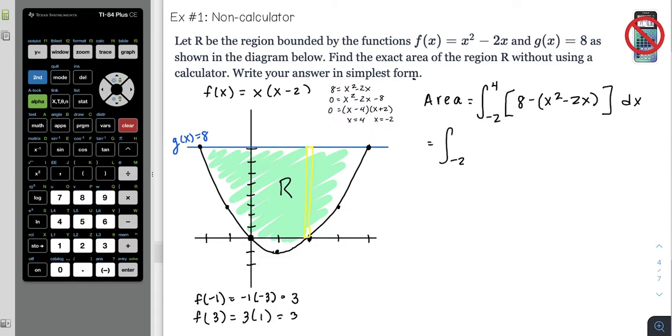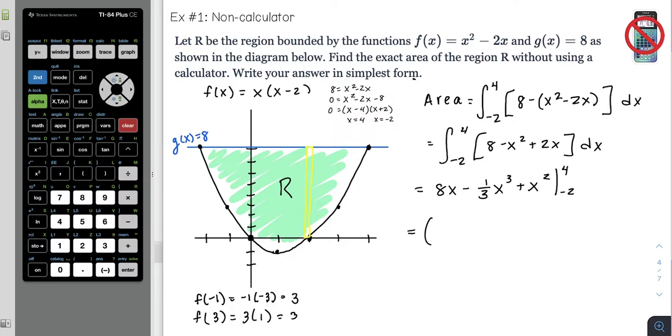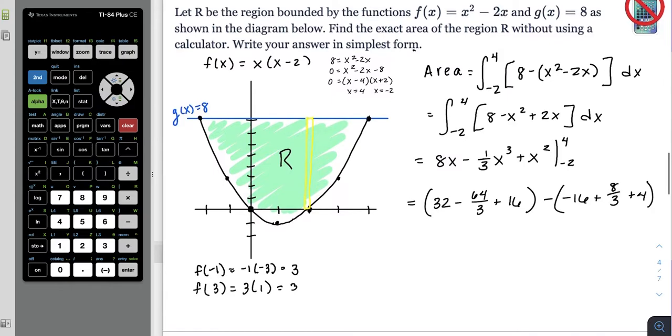And then we're just going to integrate. So I'm going to distribute that negative. So we're going to get the integral of 8 minus x squared plus 2x dx, that's going to be 8x minus 1/3 x cubed plus x squared, evaluated from negative 2 to 4. So if I plug in 4, 4 times 8 is 32, minus 4 cubed over 3, which is 64/3, plus 16. And we're going to subtract, it's going to be negative 16 plus 8/3 plus 4. So then it's just a matter of simplifying correctly.